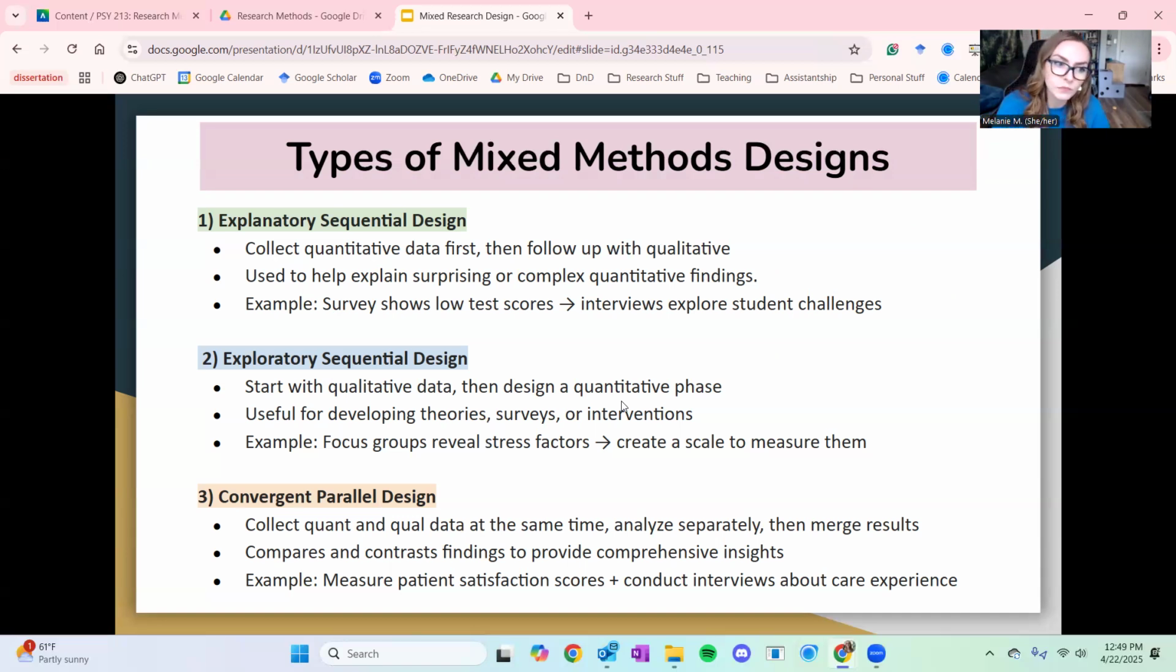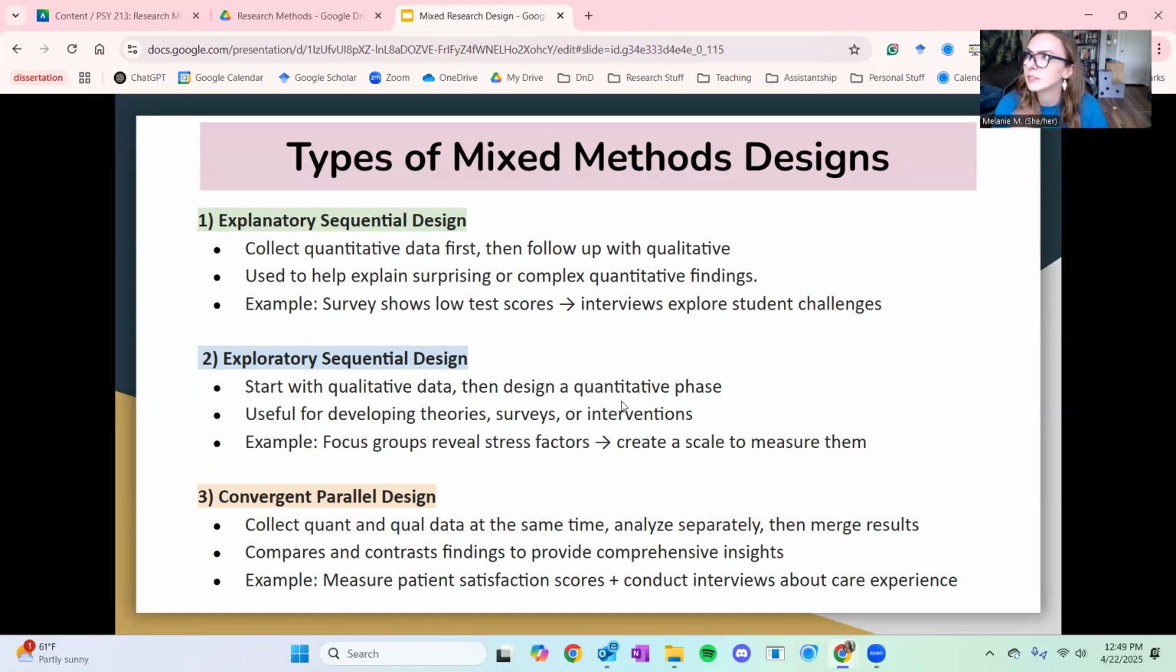We also have an exploratory sequential design, and this one is more like required that you replan it, which is good probably. And this is where we start with qualitative first. So I might start with those interviews and just asking people, what is this experience like for you? And then I use that information to inform how I ask them quantitative questions.